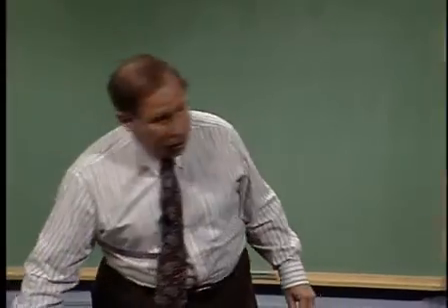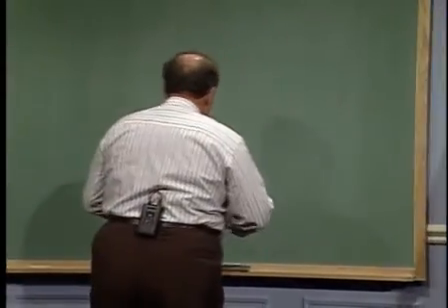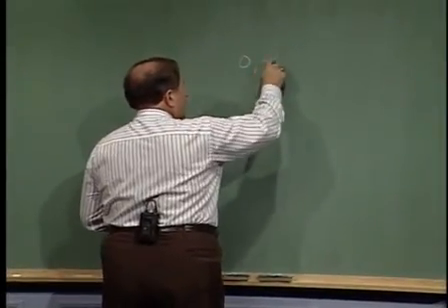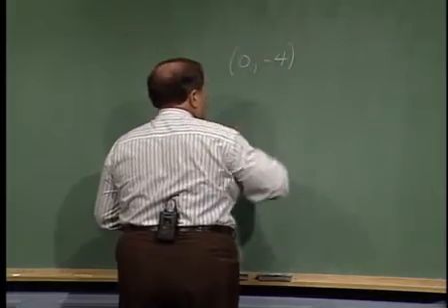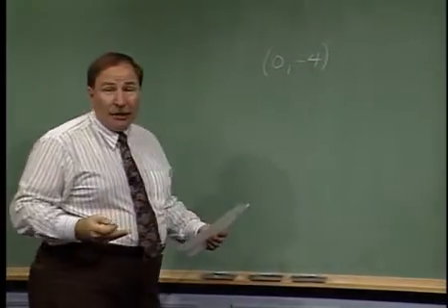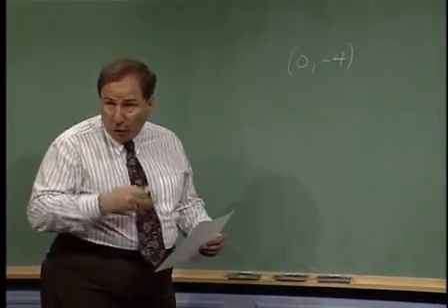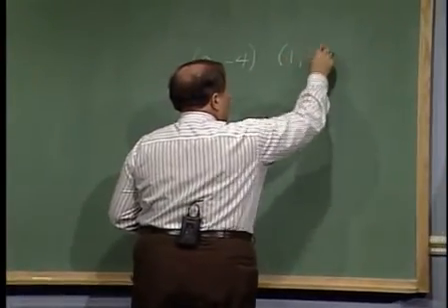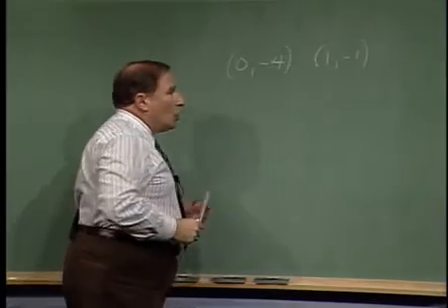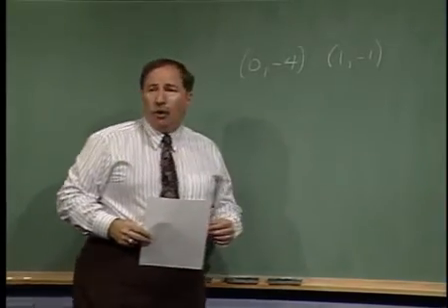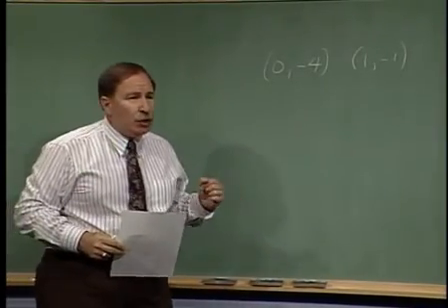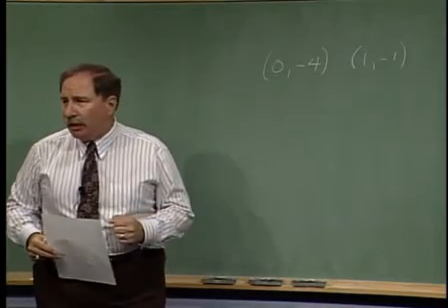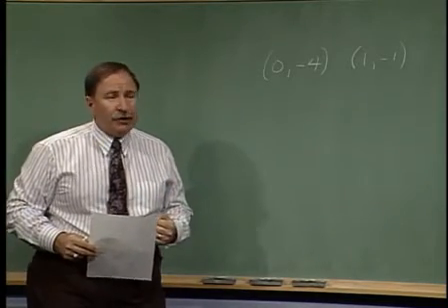Let me go ahead and get my chalk, go here to the board. The first point was 0, negative 4. And now I've written the ordered pair in parentheses as a point, because when we plotted that point. The second point was 1, negative 1. We are given 2 points that appear to lie in a straight line. Does that sound familiar to you?